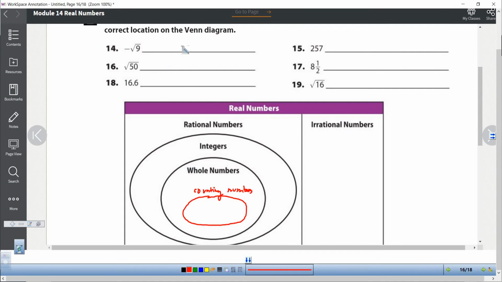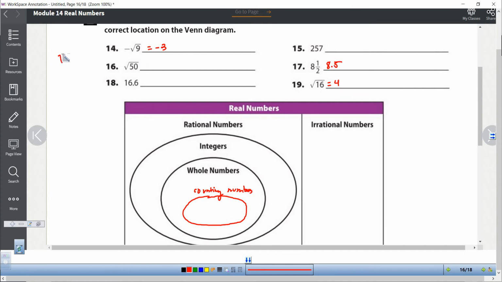Okay, so first let's see if we can simplify any of these. That's a mistake I made last time. All right, negative square root of 9 is equal to negative 3. All right, 8.5, we know square root of 16 is 4. I guess we could write this one as 8.5 if we wanted, if it made us feel better. All right, and let's see if square root of 50 is a perfect square.